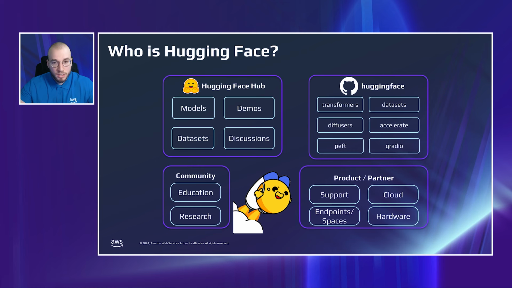And lastly, there's our product and partner ecosystem, where we, for example, collaborate with AWS to make it straightforward to put generative AI into production. Whether you need cloud services, specialized hardware, or robust endpoints, we've got you covered.